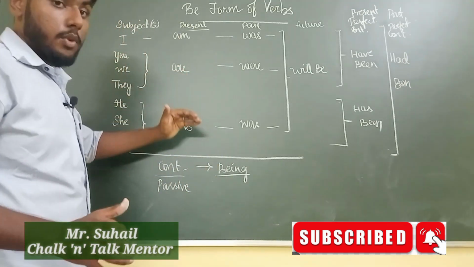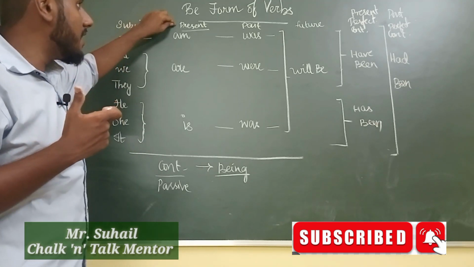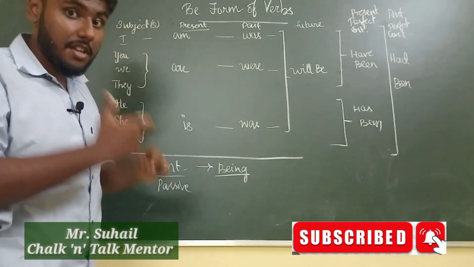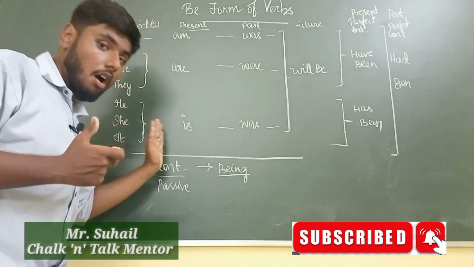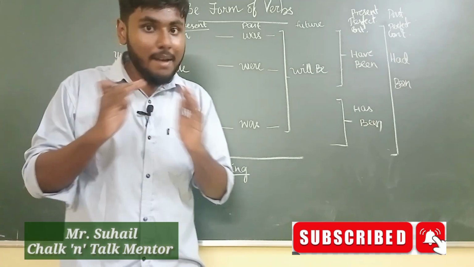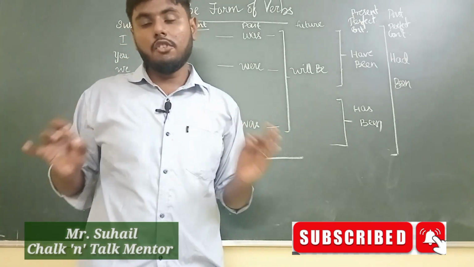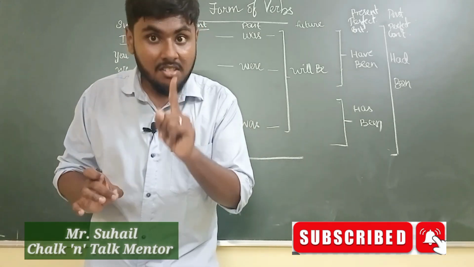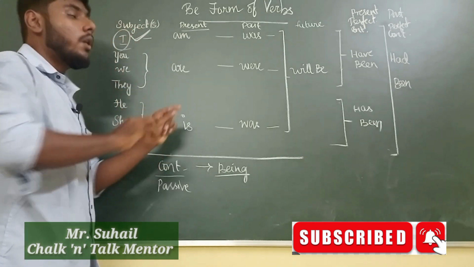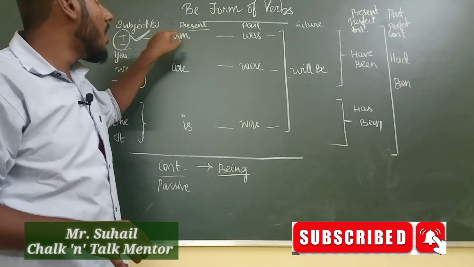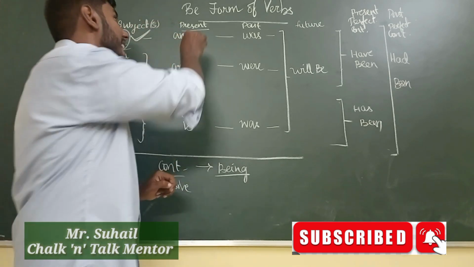Whenever you get to listen to or see the present tense and be form of verbs together, this must be the list that pops up in your mind: am, is, and are. So, am is a very special be form of verb that is used only for one subject, and that is I. This I is the only subject where we make use of this one and only specialized present be form of verb, that is am.